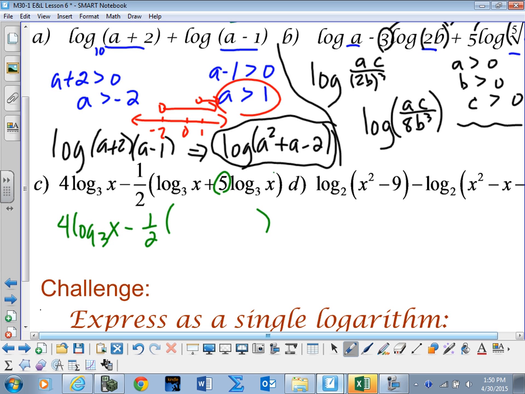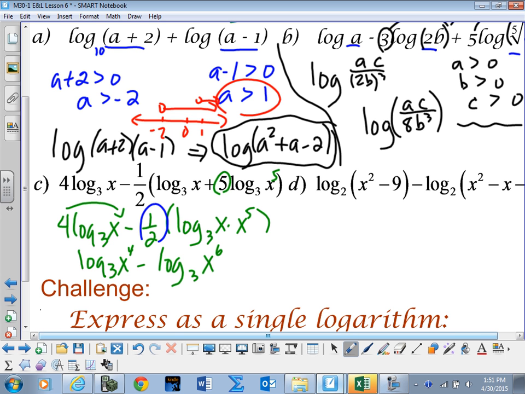This 5 goes here. It's addition, so I can write this as log base 3 x times x to the 5. So in the next step, maybe I'll move the 4 up to here. So log base 3 x to the 4 minus, now this x to the 5 times x is going to become x to the 6th. Log base 3 x to the 6th.